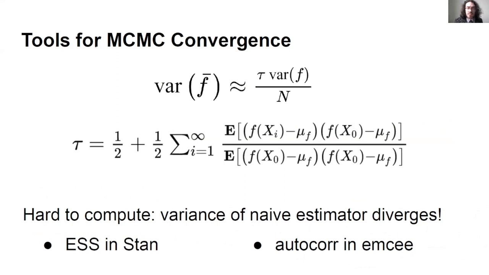Now, while this definition looks nice in practice, it's actually hard to compute this sum accurately, because if you just naively sum this all the way as long as you can, the variance of that estimator will actually explode. So it's a bit of an area of active research how to calculate this accurately, and it's a hard problem. But there are good estimators that are implemented in Stan as ESS, or if you're using emcee, there's an autocorr subpackage that will estimate tau for you. So I would recommend using those estimators first. And of course, always look at the autocorrelation function yourself.